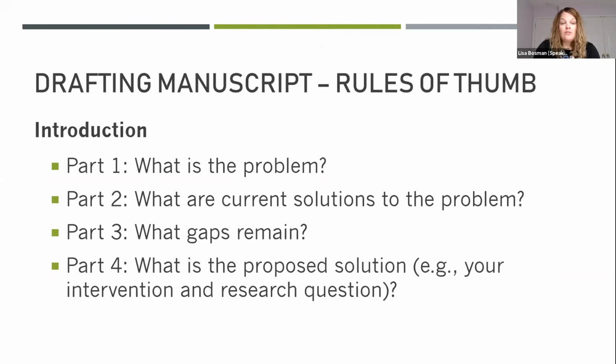Here's just some rules of thumb when it comes to drafting a manuscript. So first of all, the introduction. When it comes to a journal article, it typically has 5 key areas: the introduction, the background, the methods, results and discussion, and a conclusion.